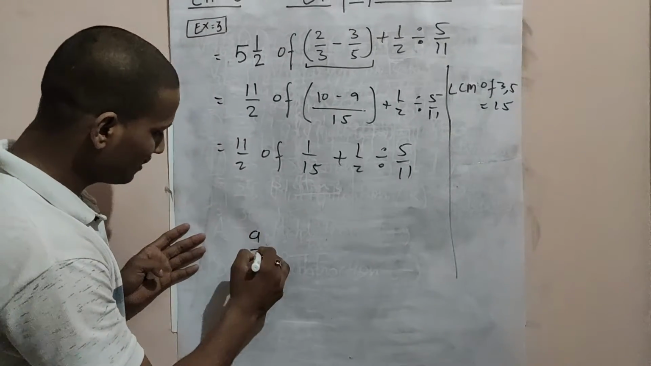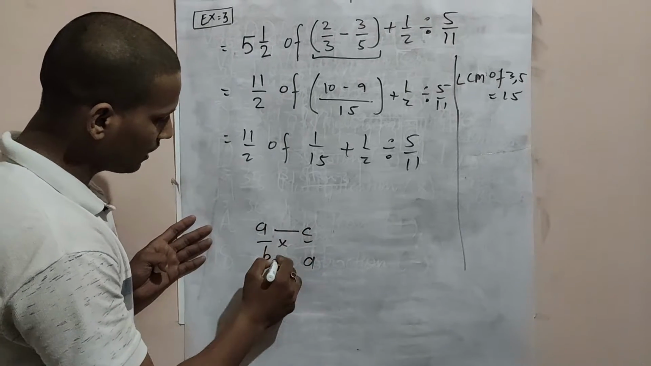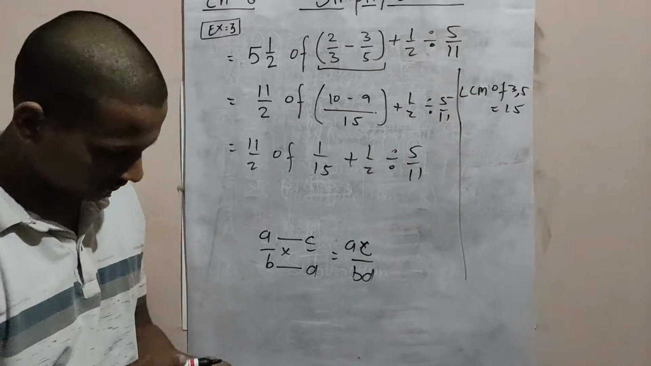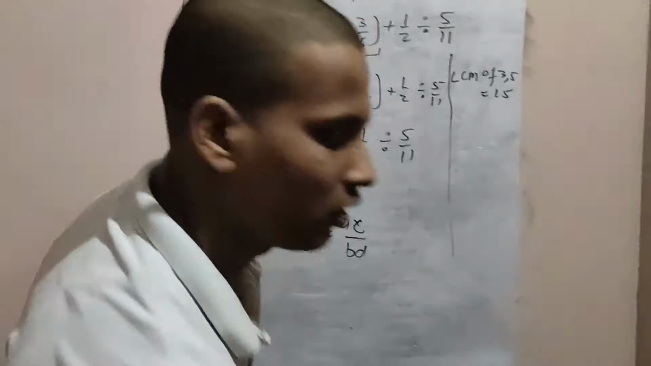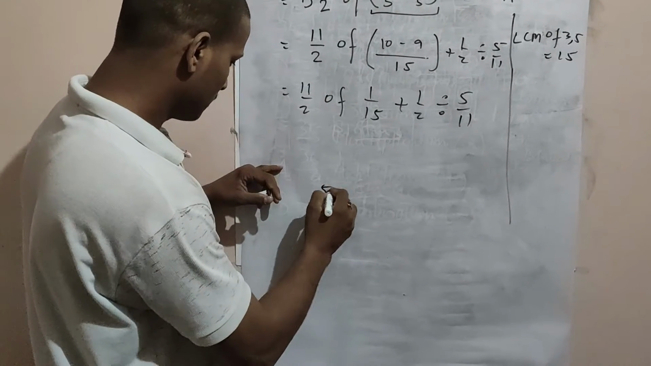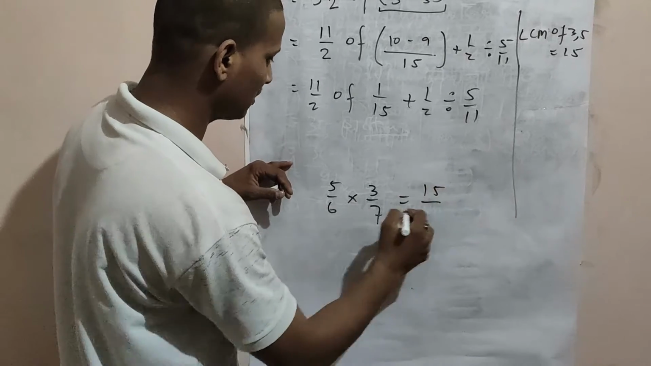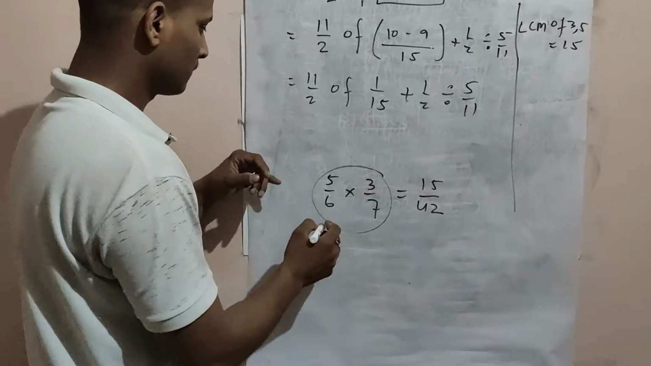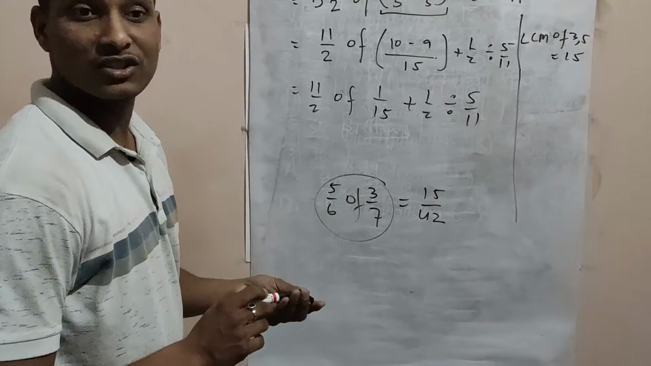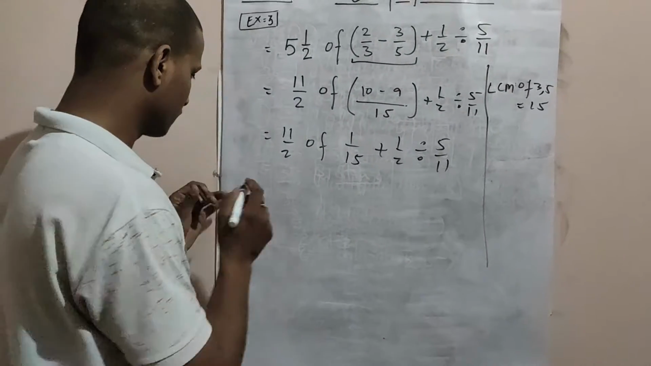Simple multiplication of fractions means A by B into C by D. So we multiply A with C and B with D. The resultant is AC upon BD, like that. Or you can take another example for justifying this, like 5 by 6 multiplied by 3 by 7. So 5 multiplied with 3 is 15, and 6 multiplied with 7. This is the product. In the place of multiply, if we write of, the resultant will be the same, because of represents the multiplication or product.